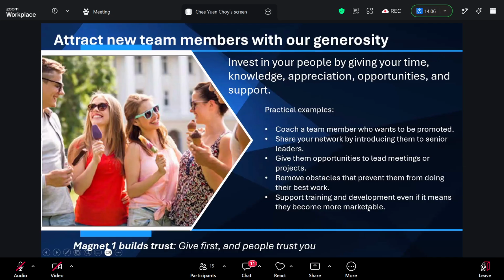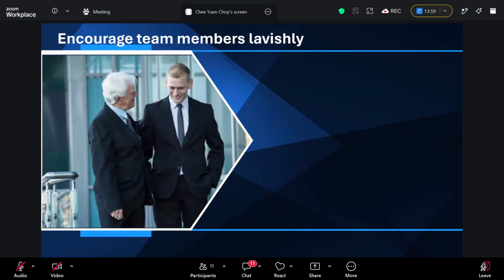So magnet one is to build trust. Give first, and people will trust you. Okay, this is magnet one. How about magnet two? Magnet two is to encourage your team members very often, very generously. Because this is my weakness also. I always feel that when I pay you salary, I don't need to spend so much.